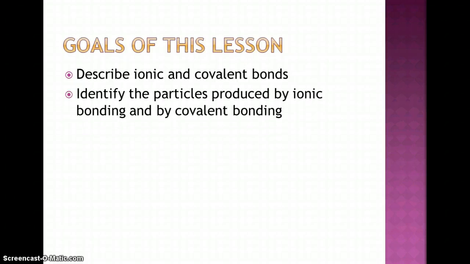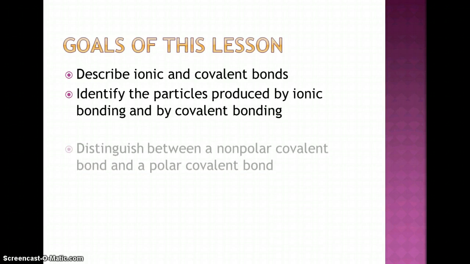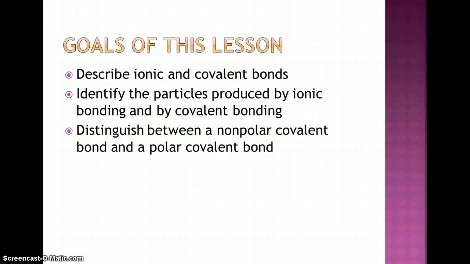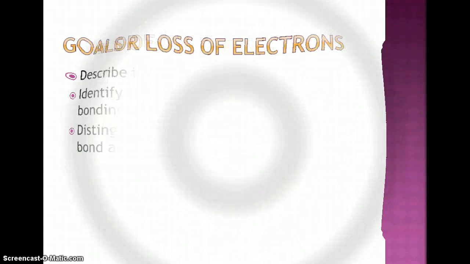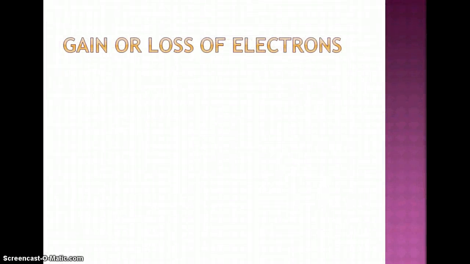Second thing, we're going to identify the particles produced by ionic bonding and by covalent bonding. Third thing, distinguish between a nonpolar covalent bond and a polar covalent bond. So first thing, when we gain or lose electrons.